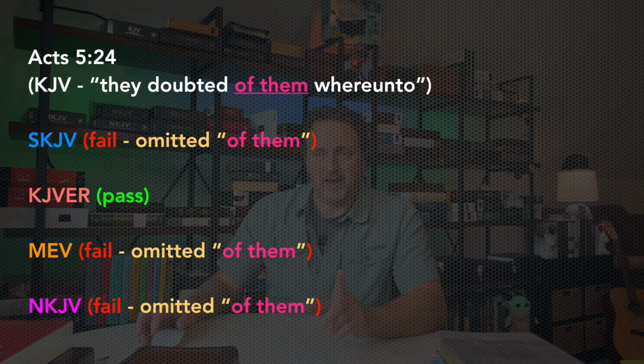So that was at Acts chapter 5, verse 24: "they doubted of them whereunto." SKJV is a fail because it omits "of them." KJVER is a pass. The MEV fails because it omits "of them." And the New King James, sorry, getting tongue-tied there, is also a fail for the same reason.